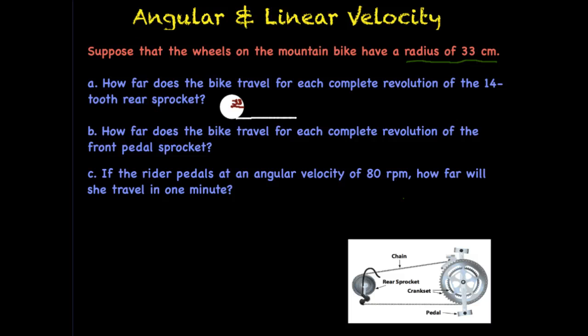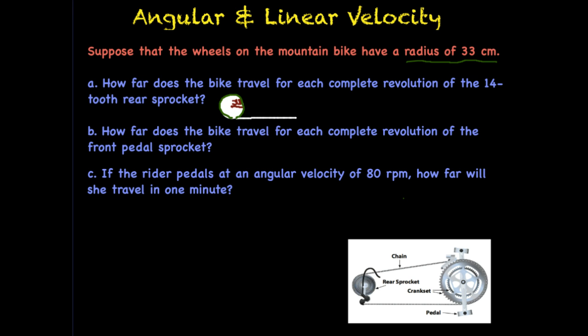For this first example, sometimes it helps to draw a picture and really think about what's happening. This rear sprocket is directly connected to the wheel, so remember, if we have one complete rotation of this rear sprocket, then the wheel has one complete rotation. So this radius of 33 centimeters is important. What we're looking for is, what is the distance of one rotation of the wheel? As this wheel travels its path, we are going to be covering the circumference one time.